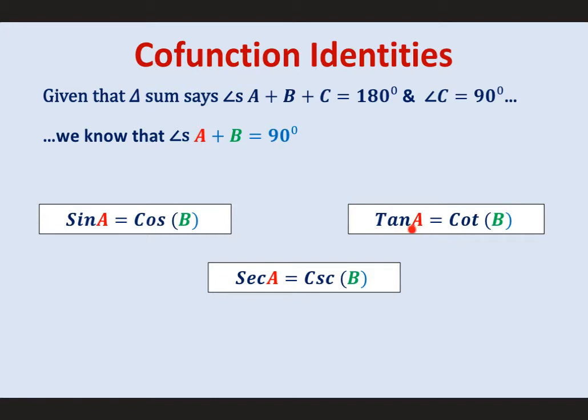If I take the tangent of an angle, the cofunction, cotangent of its complement, the angle that makes A add up to 90, have to be equal. Lastly, secant goes with cosecant of the angle that would, when we add it with A, add up to 90. So we'll just make up a couple quick little silly examples.